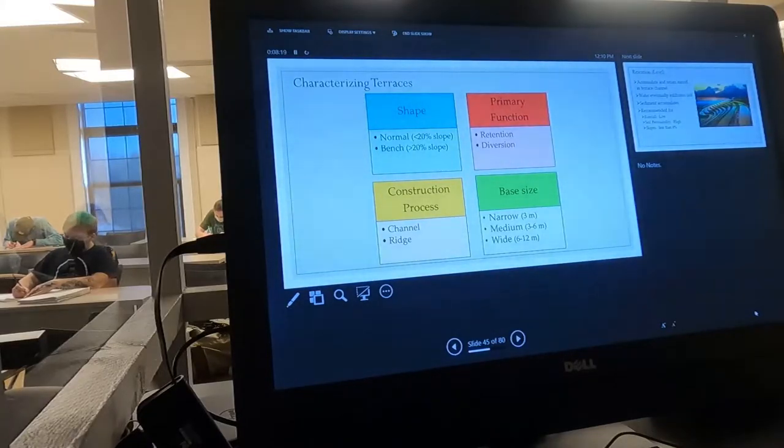For our primary function, it's going to be whether or not we're going to try to retain the water or divert the water. The construction process being channel or ridge, again, you will have someone else that does this for you. They will design the terrace. You would just say, you need to make this type of terrace right here. They'll design the ridge and what the angle, the toe, all of those things need to be. But having an understanding of when and where to use these is what they're paying you for.